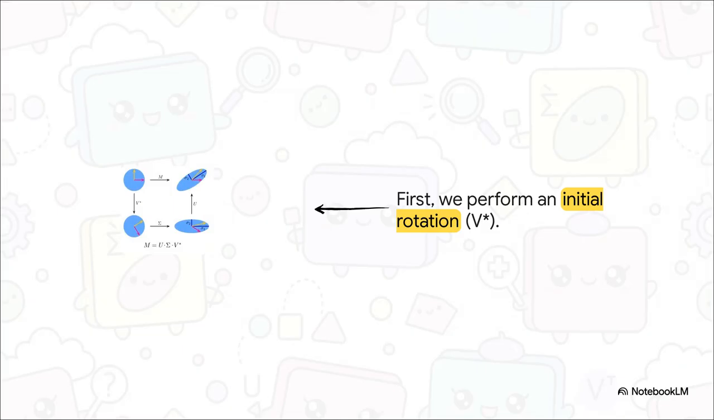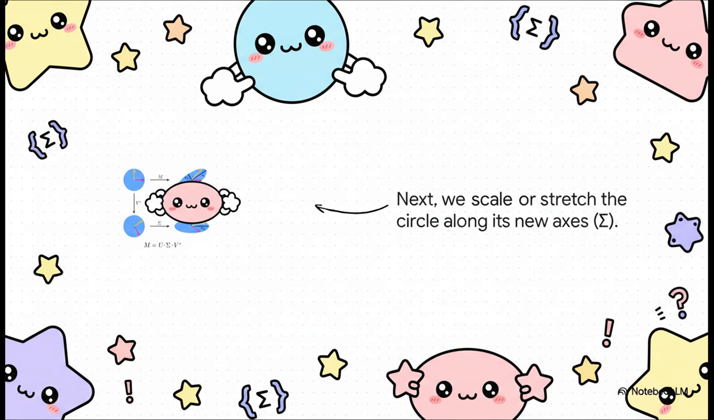We start with our plain old circle. Step 1 is the first rotation. We're not changing its shape at all. We're just turning it, kind of lining it up perfectly for the next step. Step 2, the scaling. This is the main event. Now that the circle is lined up just right, we stretch it along one axis and squish it along the other, and boom, it's not a circle anymore. This is the moment it becomes an ellipse.